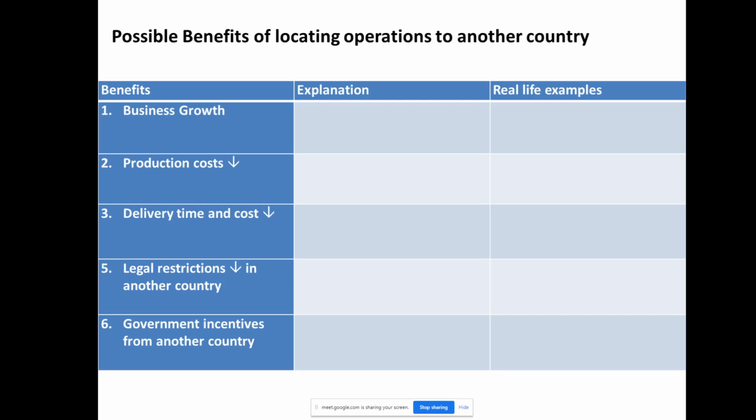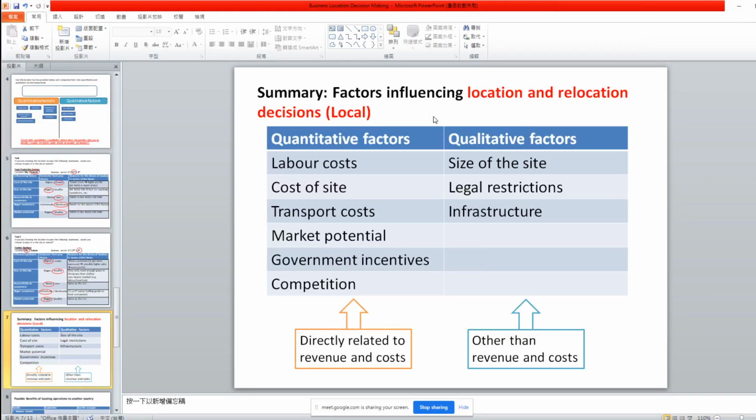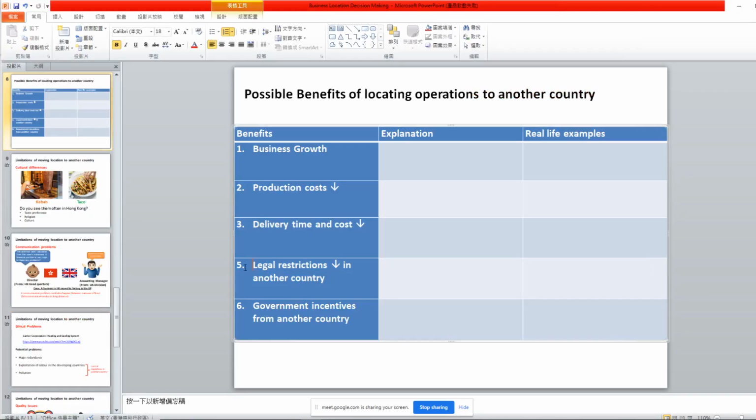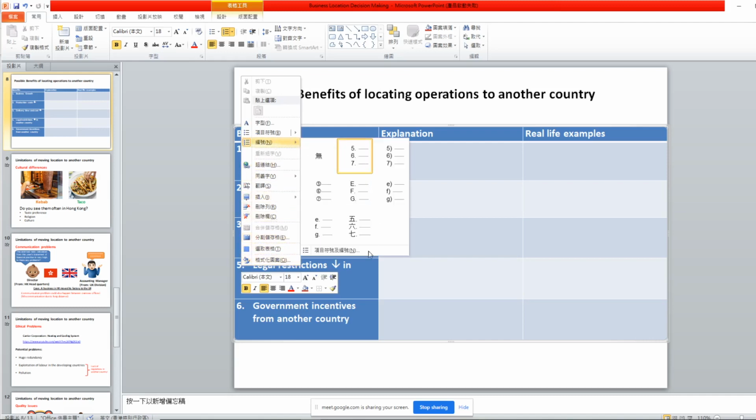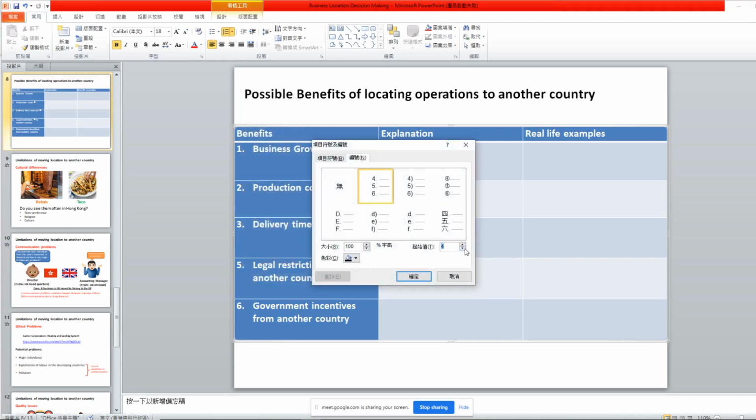Oh, sorry. My bad. Let me change it. The numbers. Let me change it very quickly. How do I do it? Four.